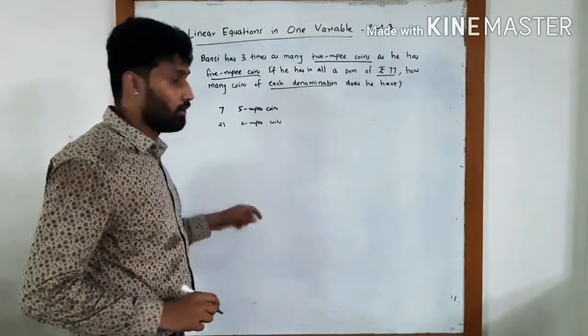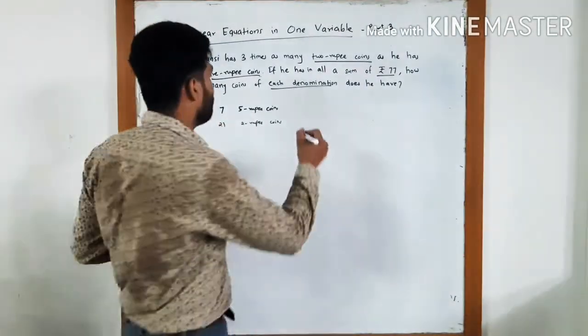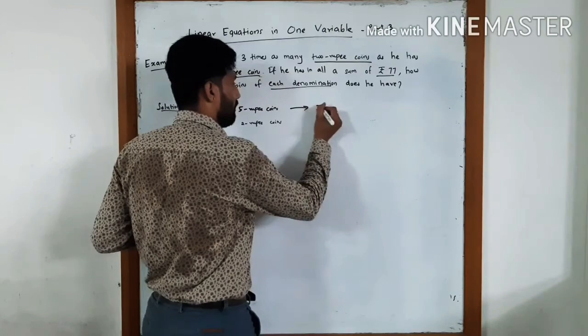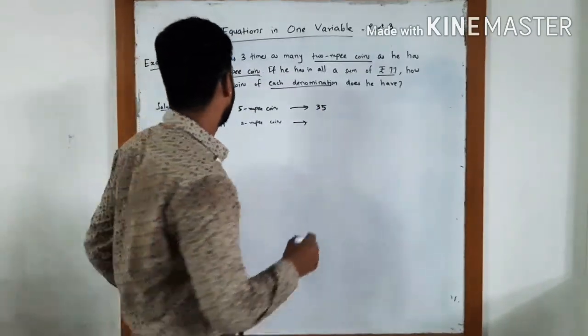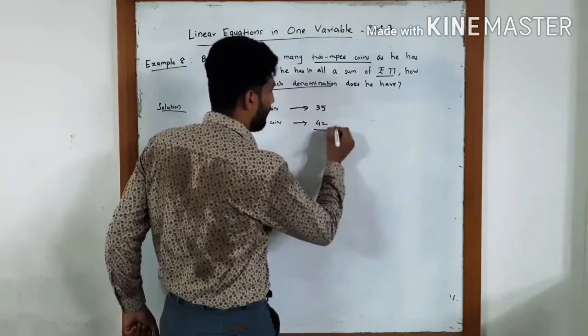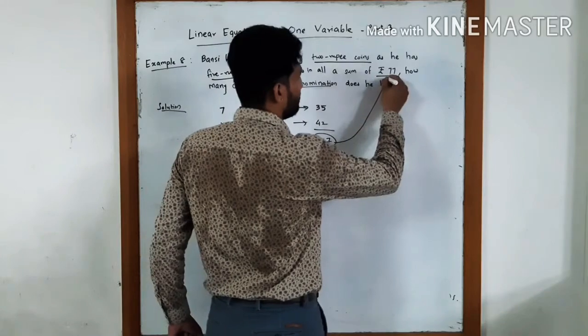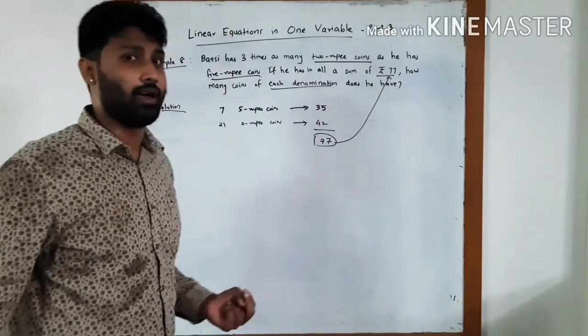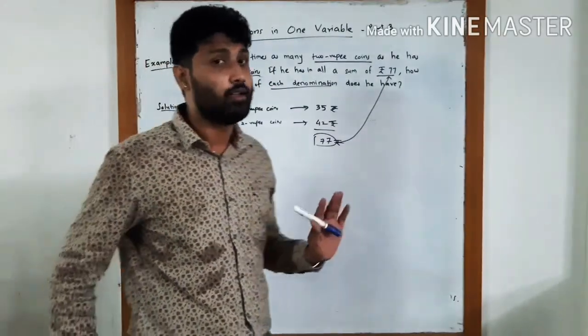Now let us find out. So if I have 7 5 rupee coins, I will have how much amount? 7 5s are 35, and if I have 21 2 rupee coins, the amount I will have is 42. Add them, which matches with this 77. Answer is correct. This is how you solve such problems and check the answers.